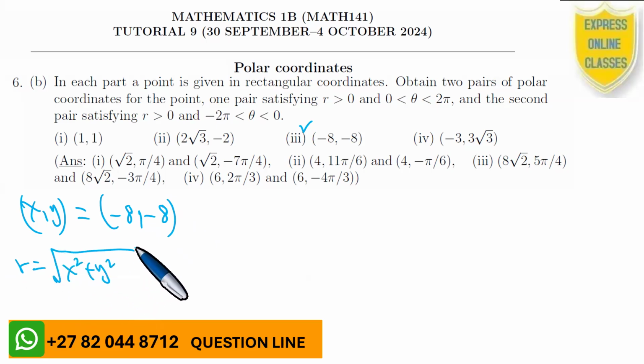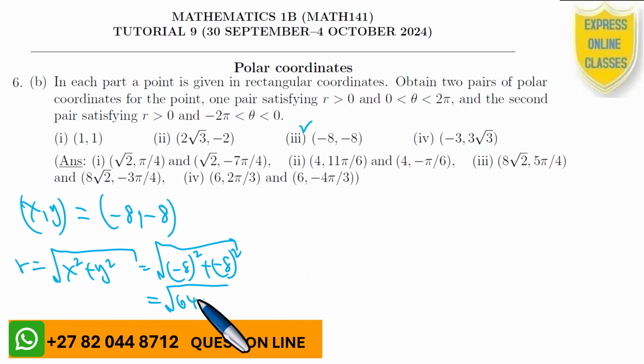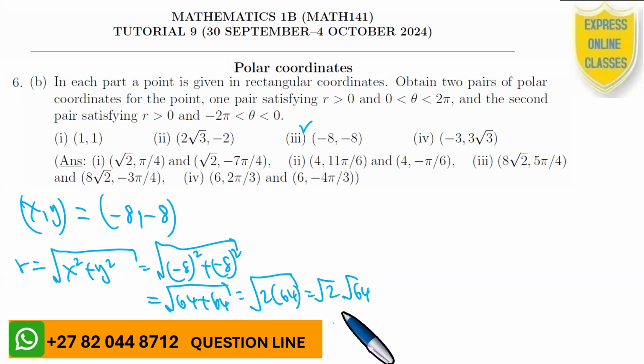x squared plus y squared. The x is minus 8 squared, minus 8 squared. 64 plus 64, which is 2 times 64. Then the square root of 64 is, you do the square root of 2, square root of 64. Square root of 64 is exactly 8 to the square root of 2. Okay, so we have found this.